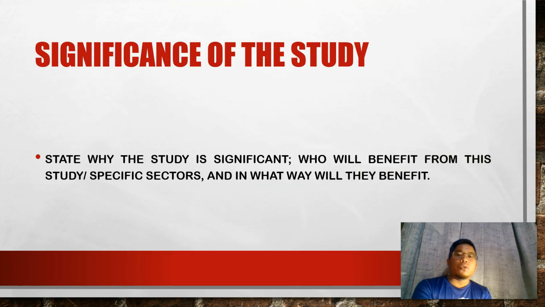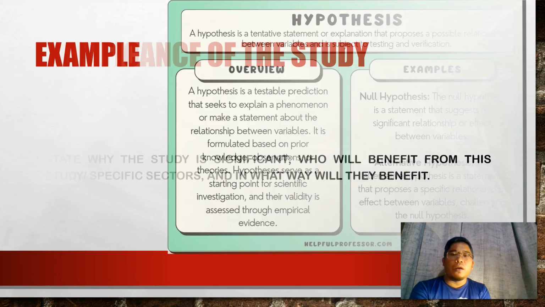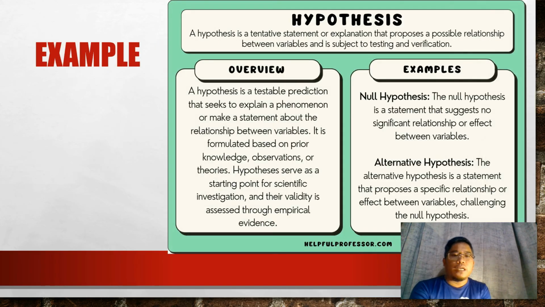Next to the hypothesis, we have here also the example of hypothesis. So here, the hypothesis is a testable prediction that seeks to explain a phenomenon or make a statement about the relationships between variables. So here we have also an example of a null hypothesis. The null hypothesis is a statement that suggests no significant relationship or effect between variables.